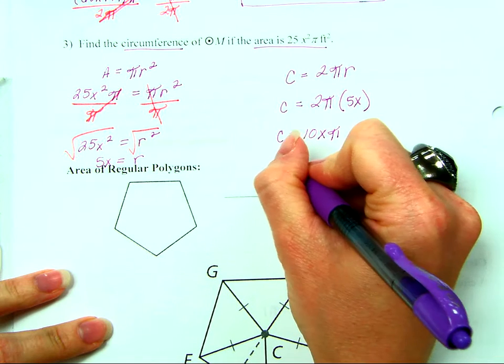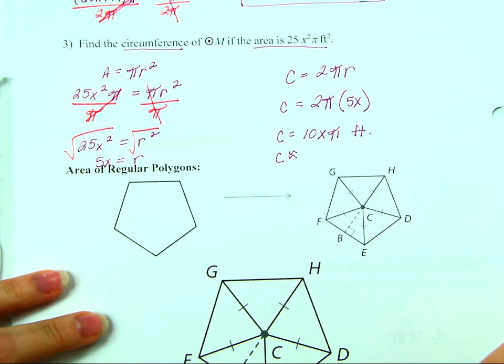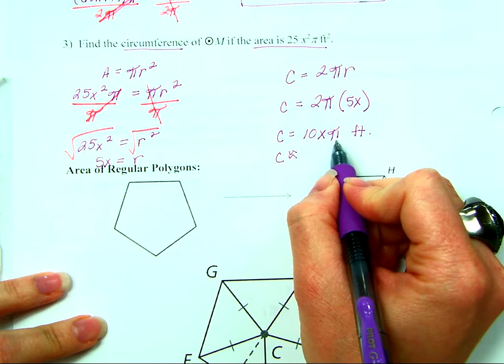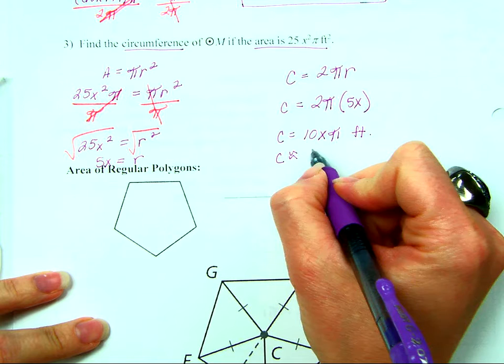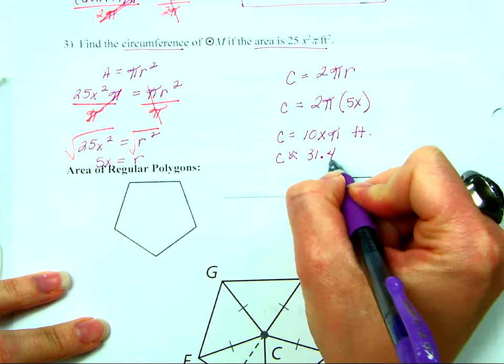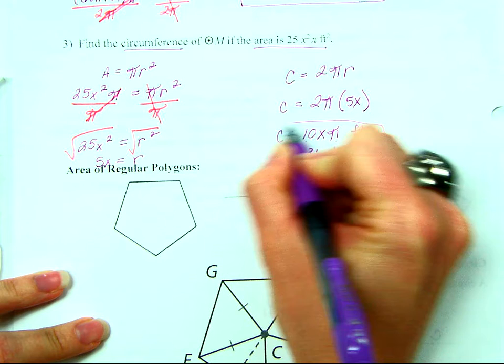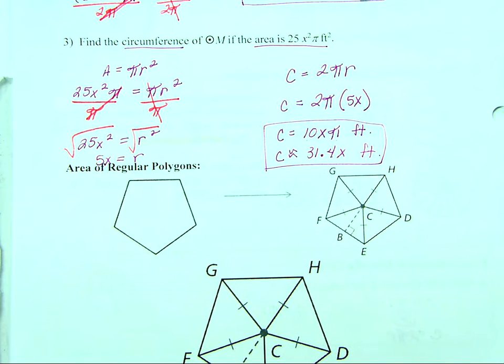If I needed this as an estimate or as a decimal, I would go ahead and take 10 times pi, rounded to the nearest tenth. Well, I know that's going to be 31.4x feet. The problem will tell you which way to state your answer. You can give it one way or the other. Doesn't matter, but you don't need to do both.